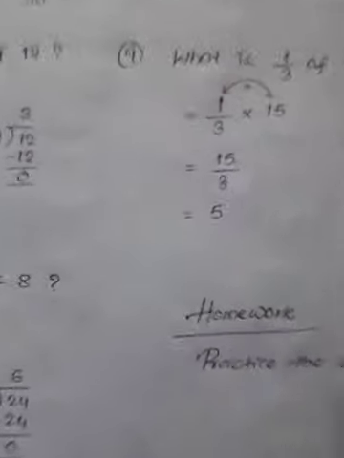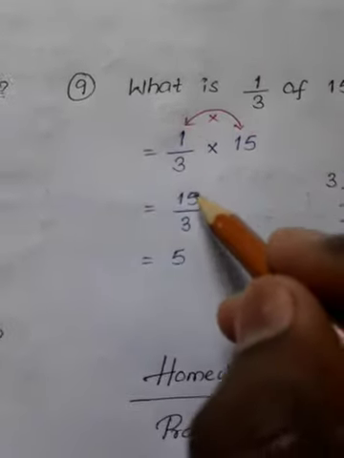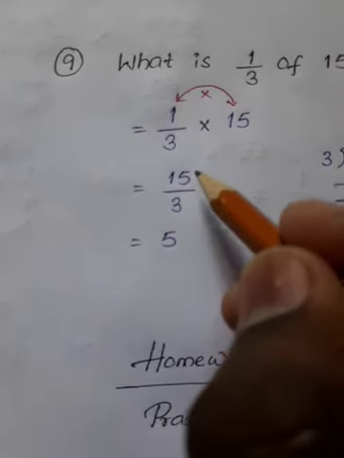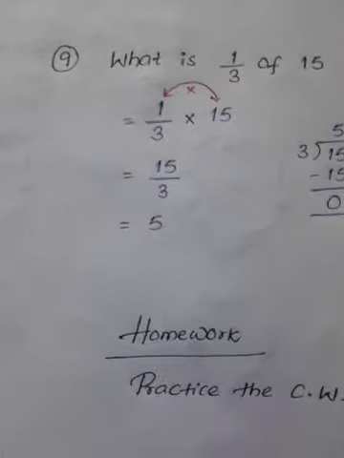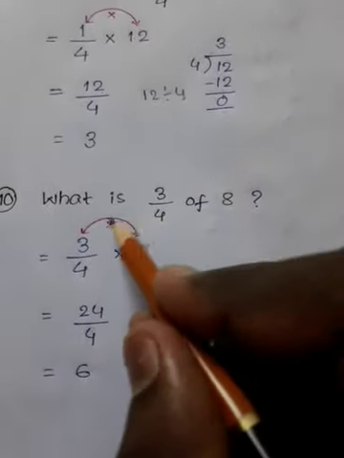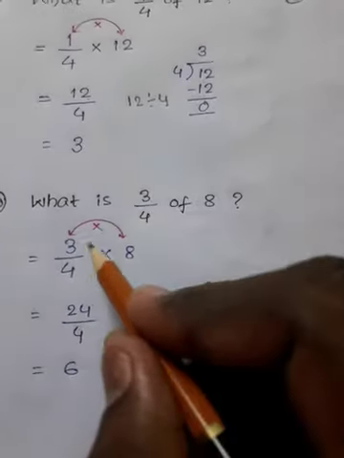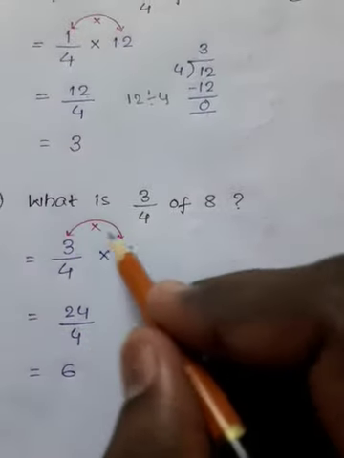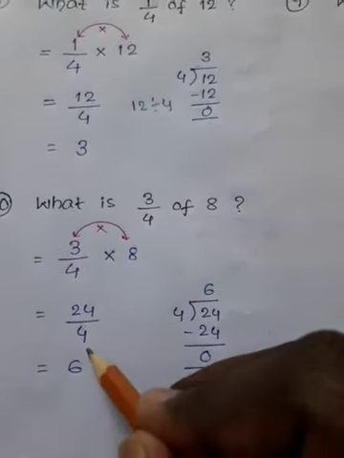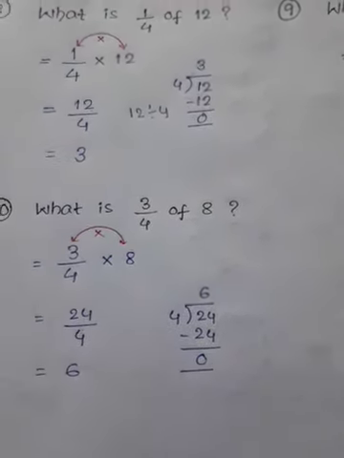Okay. Similarly, question number 9 is also the same. 1 multiplied by 15 is 15. 15 divided by 3. In the 3 table, when is it 15? 5 times. So 5 is the answer. Next one. What is 3 over 4 of 8? So 3 8s are 24. 3 times 8 is 24. Then the denominator 4. In the 4 table, when is it 24? 6 times. Like this.